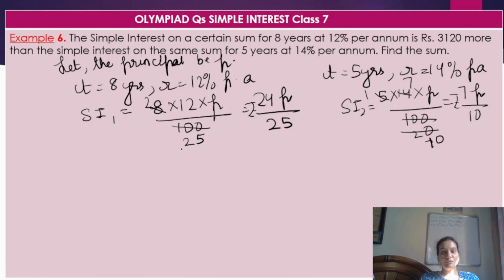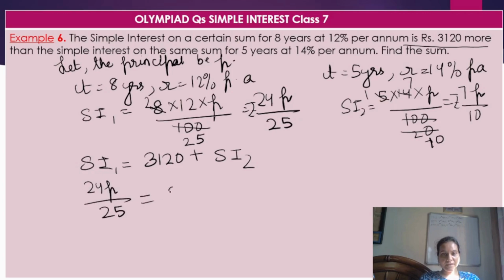Now 24P by 25 will be more because the number of years is more, well, not in general, we cannot generalize like that, but here it is written in the given that this simple interest is 3,120 more than the second simple interest. So I can write like this, SI1 is equal to rupees 3,120 plus SI2. Now I substitute here 24P/25, and here I write 3120 plus 7P/10.